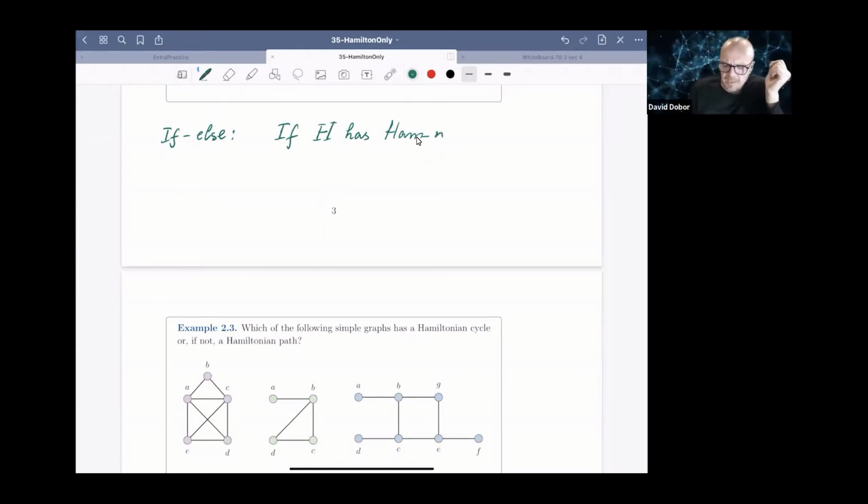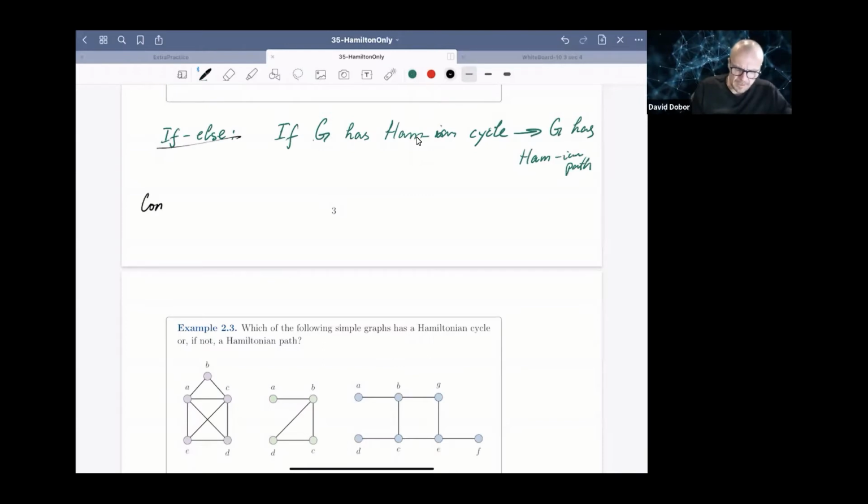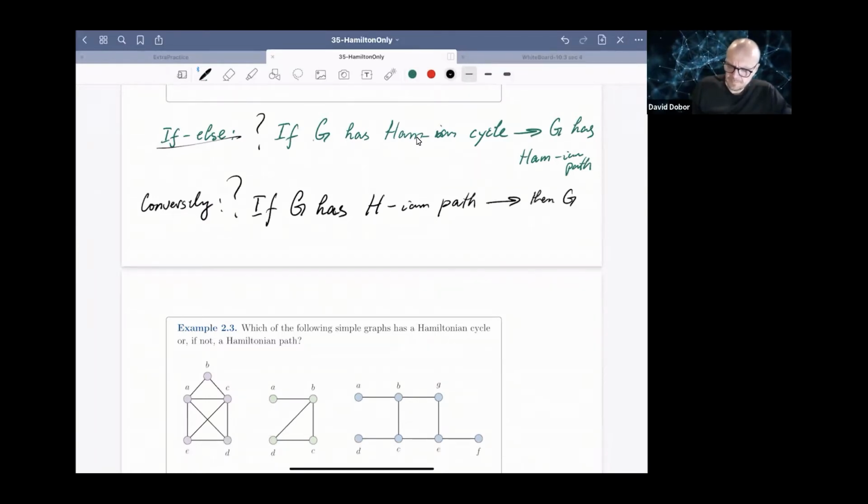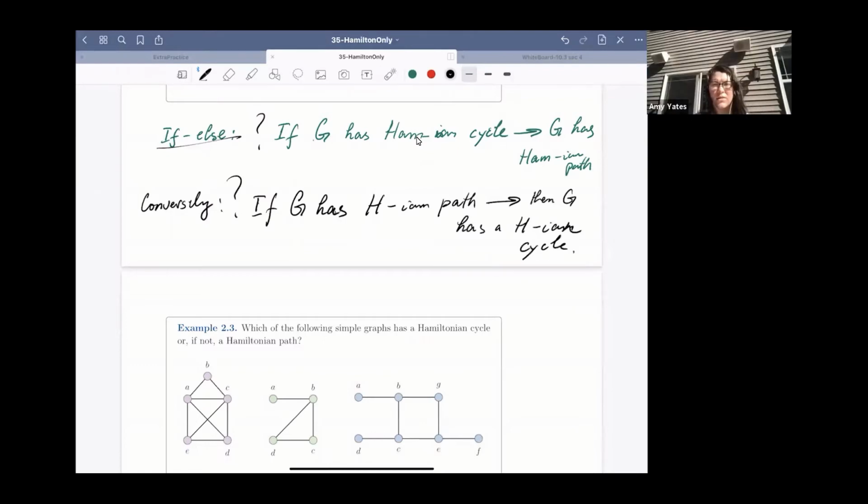Here's the claim. If G has a Hamiltonian cycle, then G has a Hamiltonian path. Is this true? And help me write down the converse. Which one is true? If G has a Hamiltonian path, then it has a cycle. Okay, so help me out. I think the first one is true.